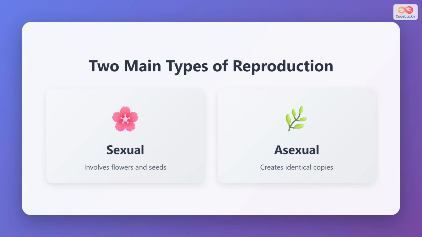Plants reproduce in two fundamental ways. The first method is sexual reproduction, which involves flowers and seeds. This process is similar to how many animals reproduce, requiring genetic material from two sources. The second method is asexual reproduction, where plants create identical copies of themselves without needing another plant. Each method has its own advantages and is used by different types of plants in nature.